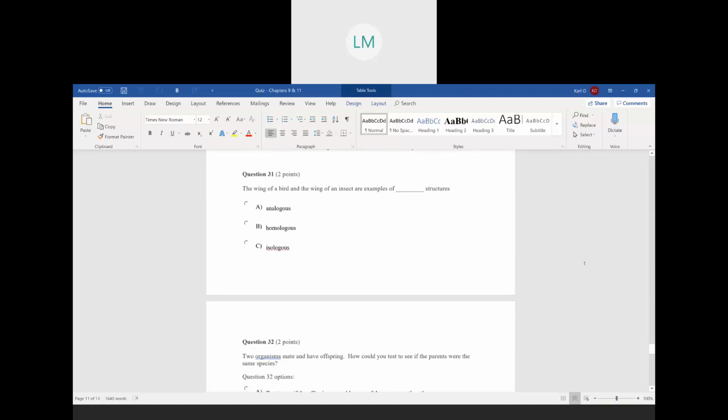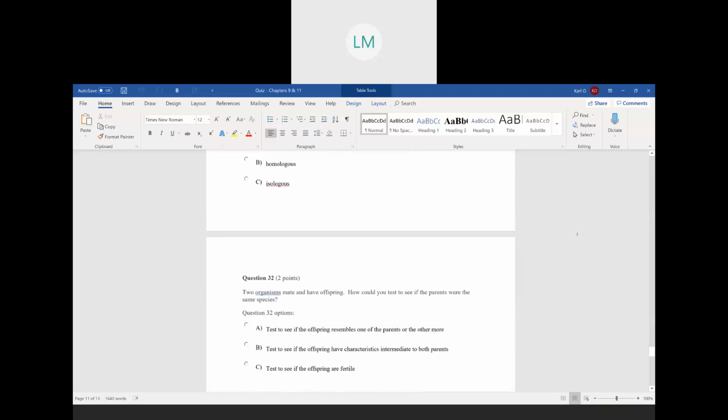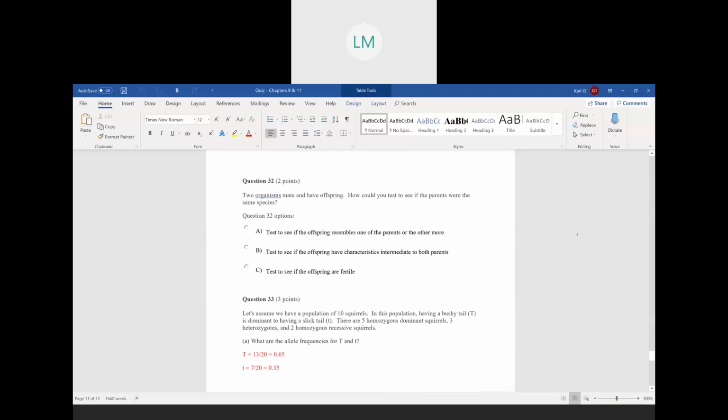Question 31, the wing of a bird and the wing of an insect are an example of analogous, homologous, or isologous structures. So the answer there is analogous, right? This is not one common ancestor had wings and then birds and insects split from that ancestor. That's not what happened. There were two separate evolutionary events that developed wings, one for birds, one for insects, and they converged on these similar structures. These are analogous structures.